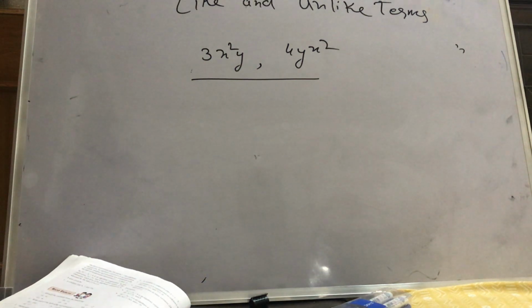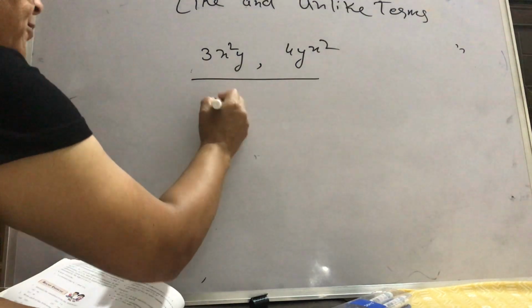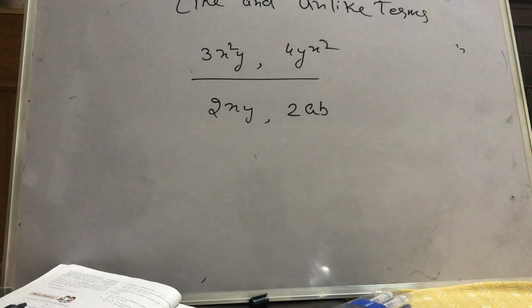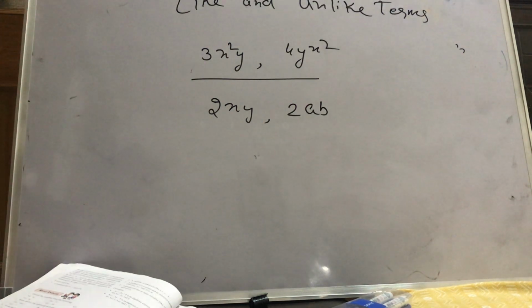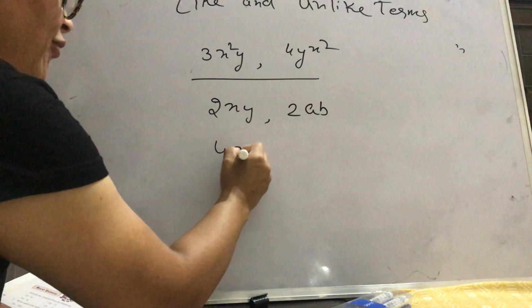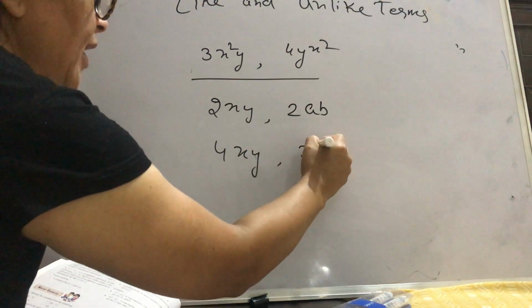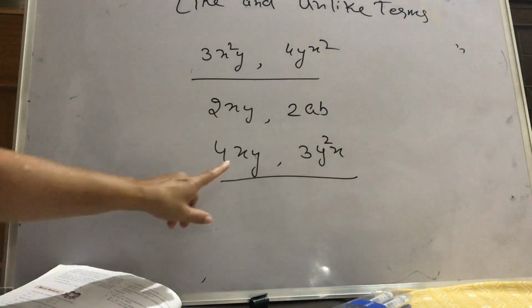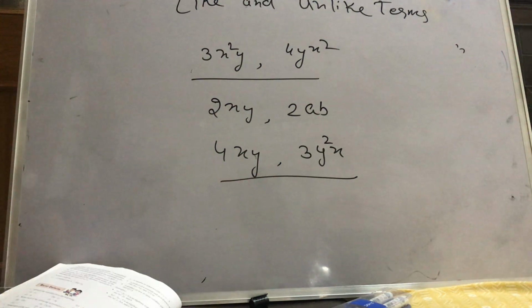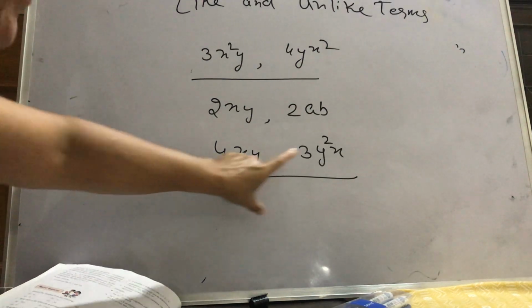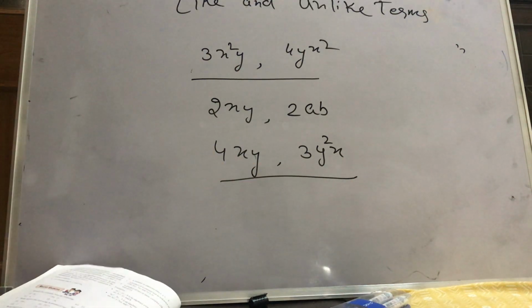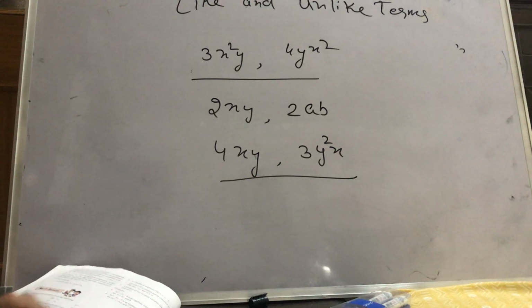After that, we will do the unlike terms, as 2xy and 2ab. These will be two unlike terms because the variables are entirely different. 4xy and 3y square x. These two will also be unlike because the variables are different. Variables are different with the powers. Here it is x, but here it is y, here it is y square. So we will say that these two are unlike terms. So the variable with the powers should be exactly the same.